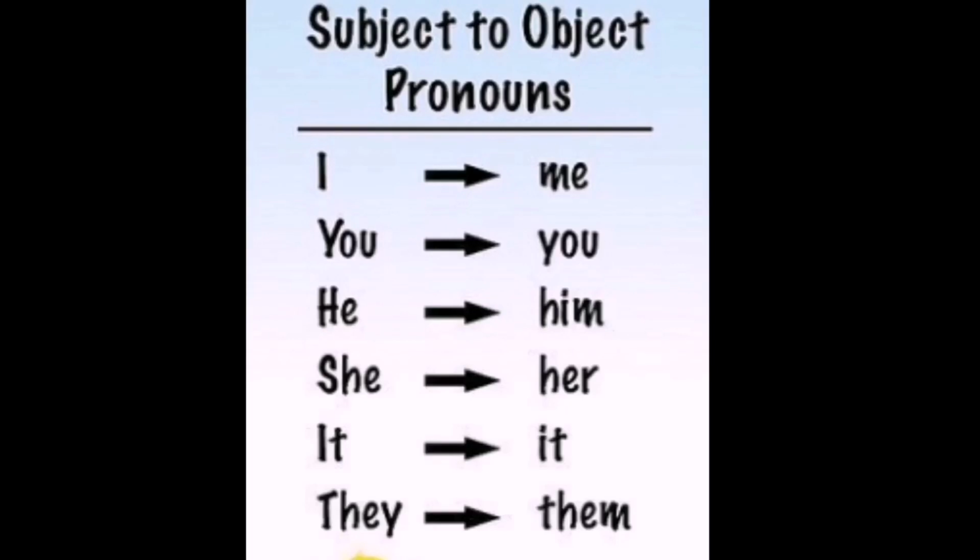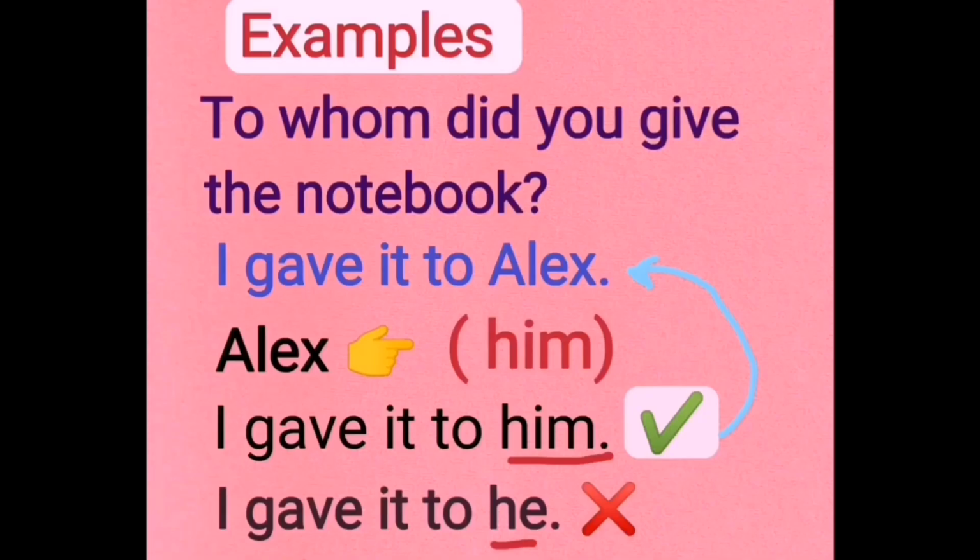So see here, subject pronouns and object pronouns. As you see here, subject pronouns we have I, you, he, she, it, and they. For object pronouns, and we haven't seen them yet, we're going to see them later, we have me, you, him, her, it, and them. So these are the object pronouns.